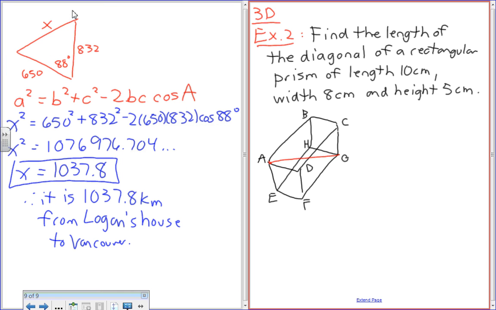I'm going to put some numbers on my triangle, and then we'll try and find the way to solve this. So I'm going to say there's a length of 10 centimeters. I'm going to call this 10 that way. It's going to have a width of 8, so that's going to be 8, and the height is going to be 5.